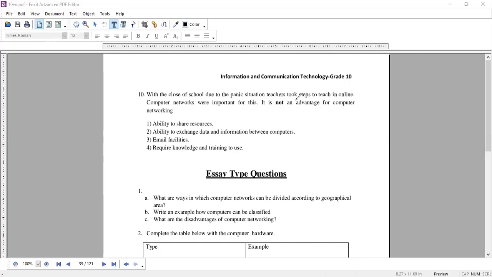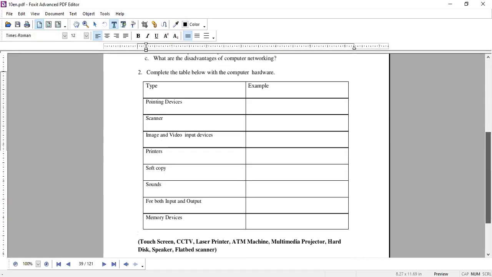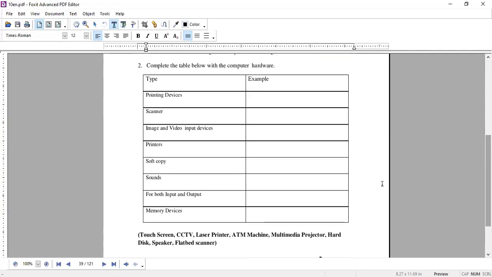So I'll give you a small essay type question. Okay, complete this table. You have to draw it in your book. Write down the types, then the examples you have to get from this list down there. From there you take the answers. Try it out.